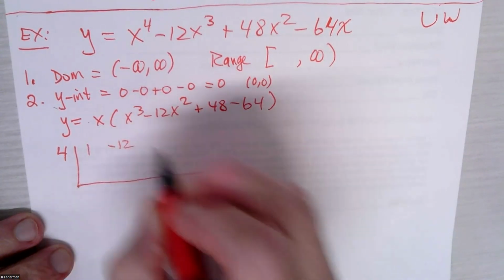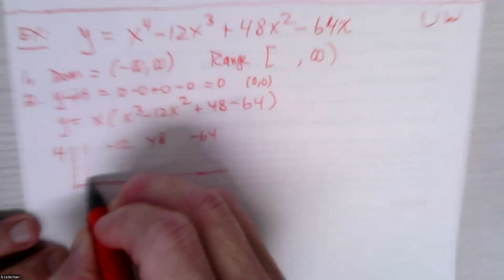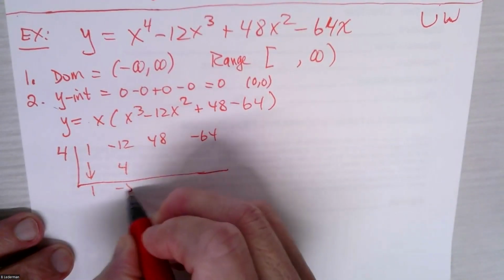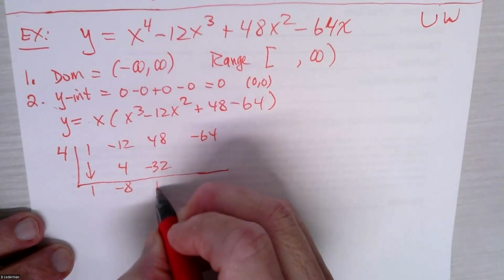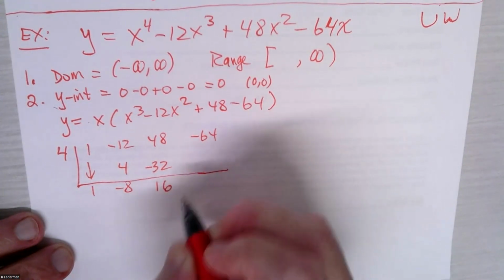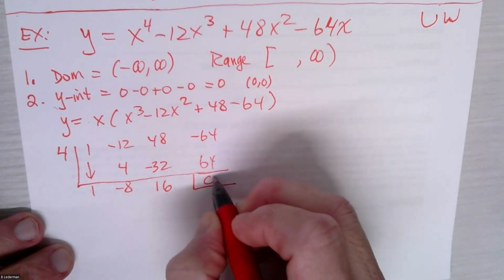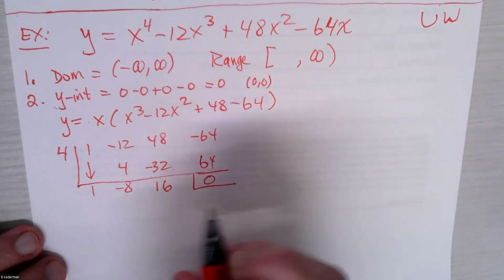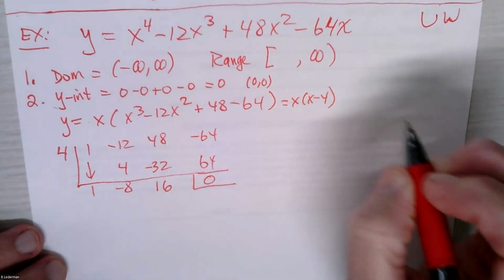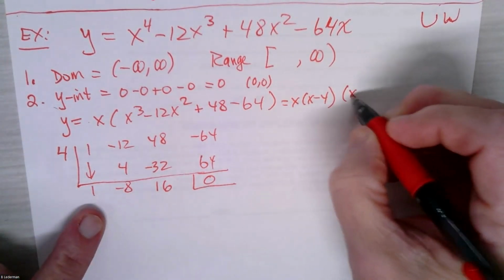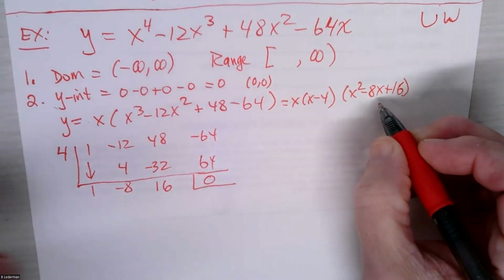Synthetic division with 4: the coefficients are 1, negative 12, 48, and negative 64. And we got 1, negative 8, 16. 4 times 16 is 64, and my remainder is 0. So that means y is equal to, so far, x times x minus 4 times x squared minus 8x plus 16. This is a quadratic. This I could just see.